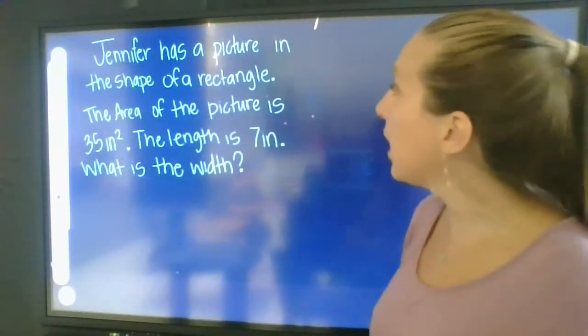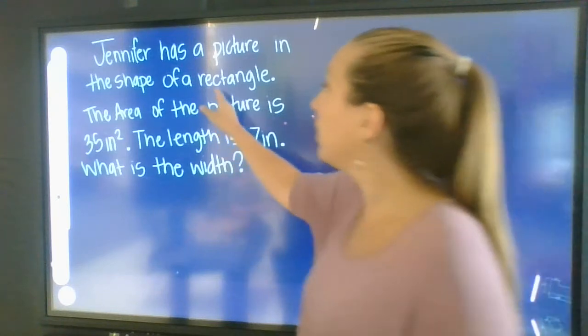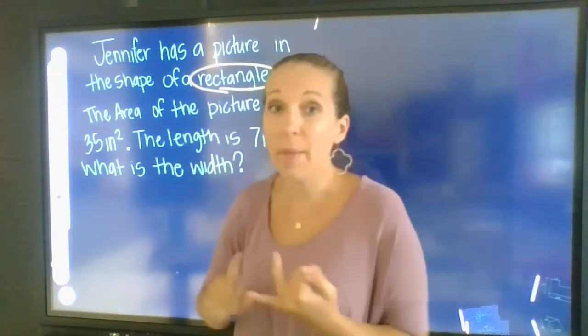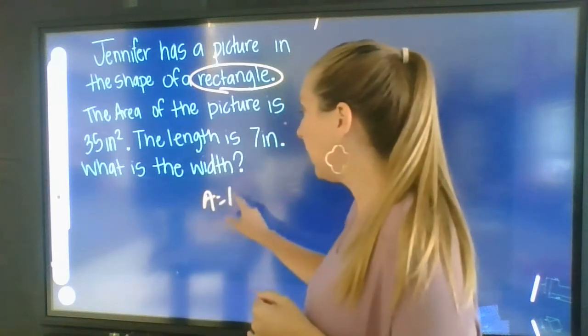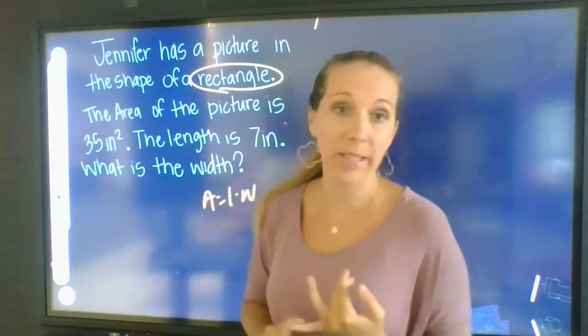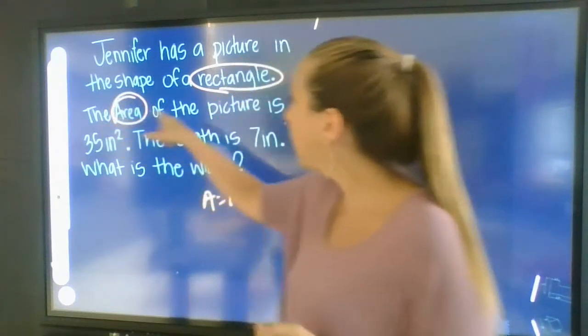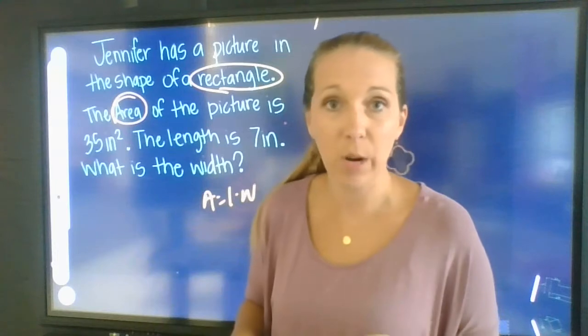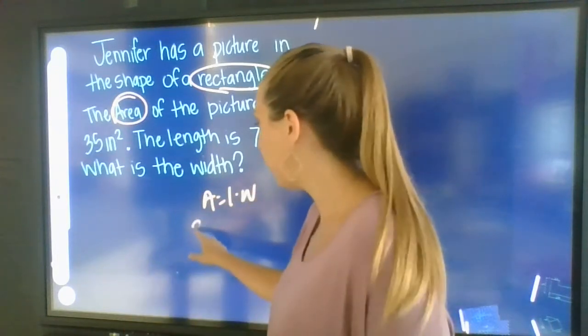It says Jennifer has a picture in the shape of a rectangle. So that right there is a big deal, rectangle. So automatically when I see the word rectangle, I'm going to write A equals length times width, or we could use base times height. And then it says the area. Now notice this right here. It says the area of the picture is 35 inches squared. So that means in the place of the A, we're going to put 35.